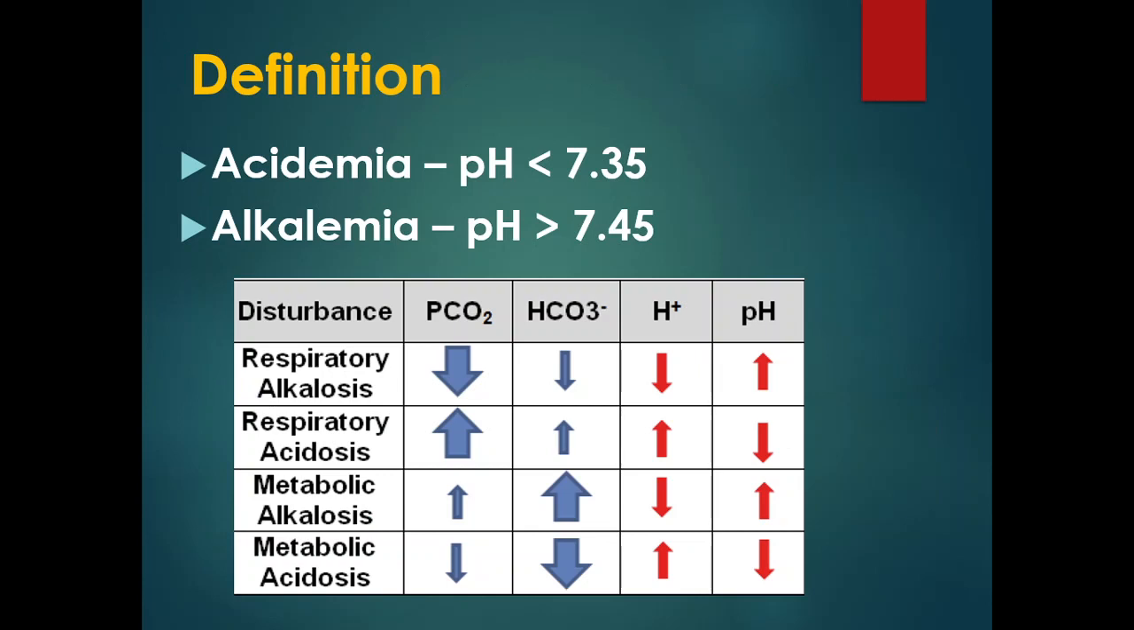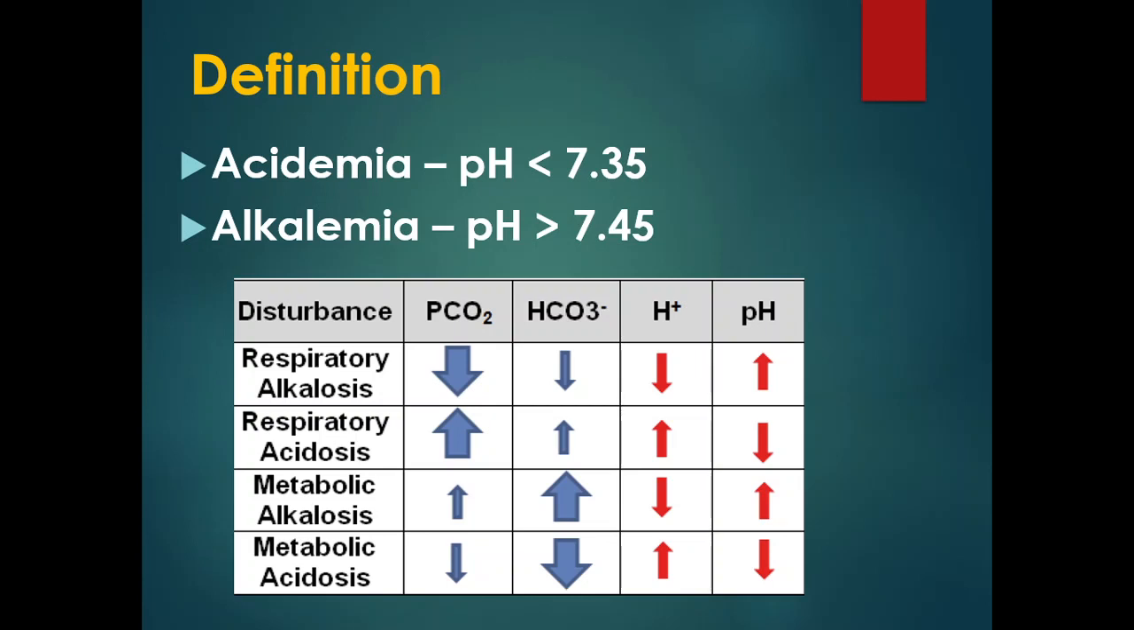Now the definition of acidosis or acidemia is an absolute pH of less than 7.35, and alkalemia a pH of more than 7.45. But from a practical approach, a pH of more than 7.40 is alkalosis, and a pH of less than 7.40 is acidosis.